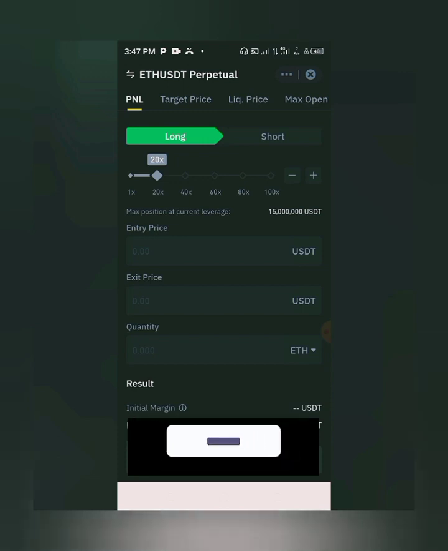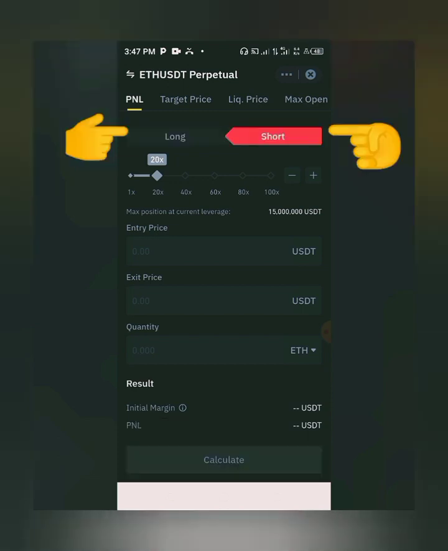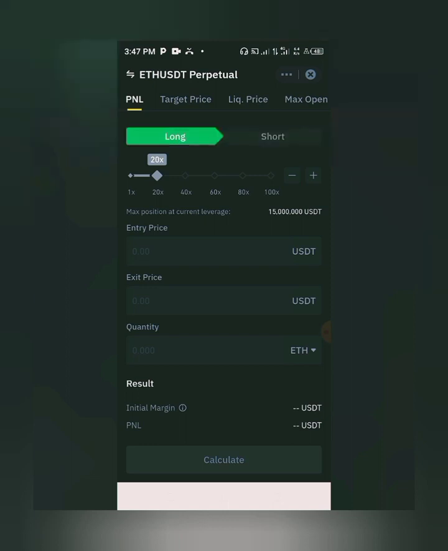The first step is to decide whether you are going long or going short. That is, either you are buying or you are selling. Since we are buying, that means we are going long. The next step is your leverage. Just select the leverage that you want. Me, I'm using 20x leverage. You can choose any one that you want. So I'm choosing 20x here.